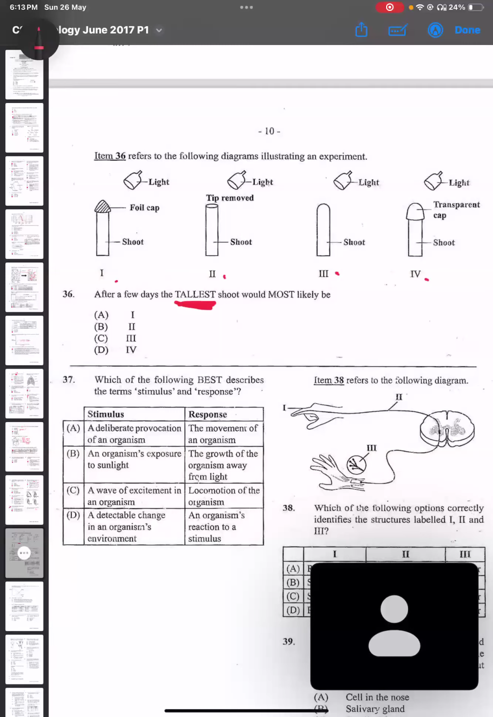Let me hear some of the answers that we could think about. So somebody says A, somebody says B. Anybody else want to give their answer? So we have A and we have B.